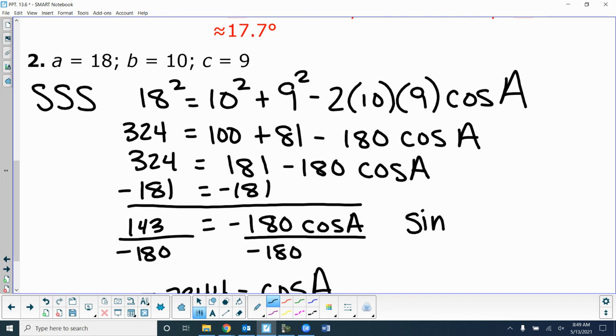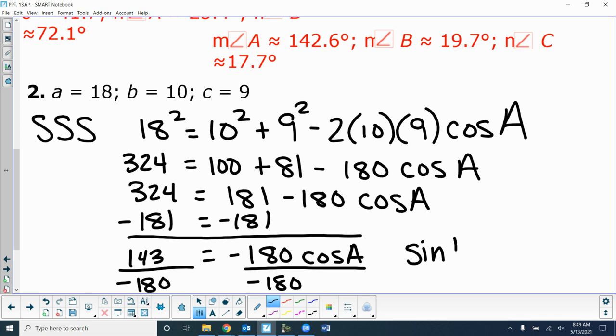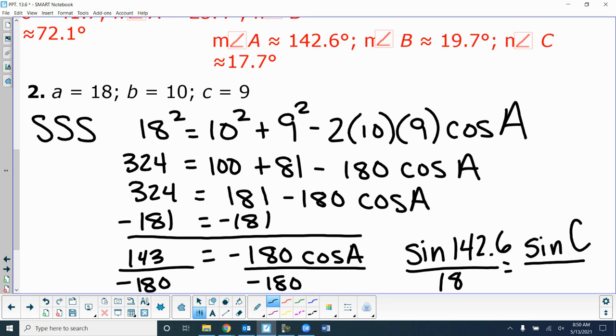what did we just get? 142 point something? 142.6 over 18, side A. And then sine of angle C over 9. Okay? So 9 times the sine of 142.6.